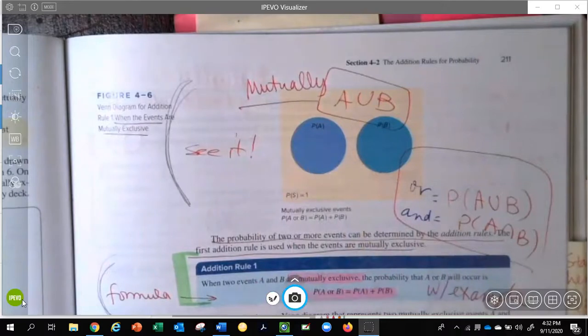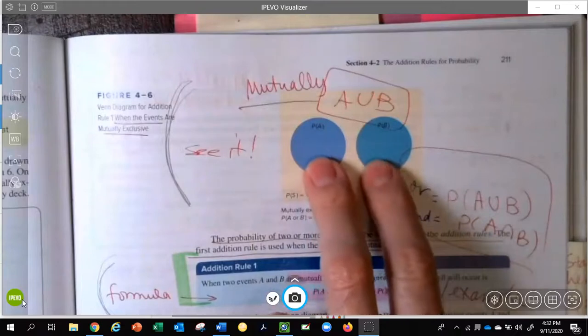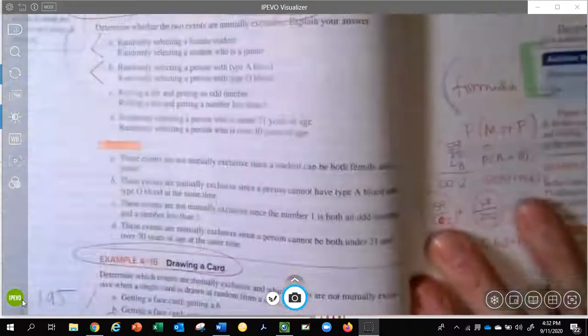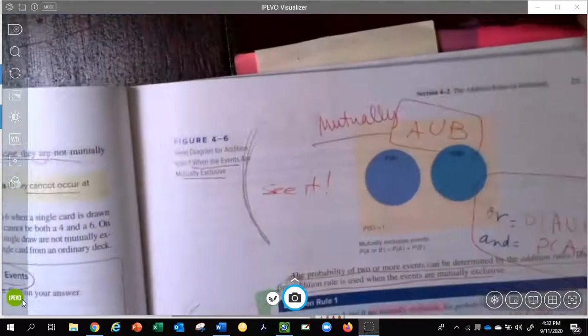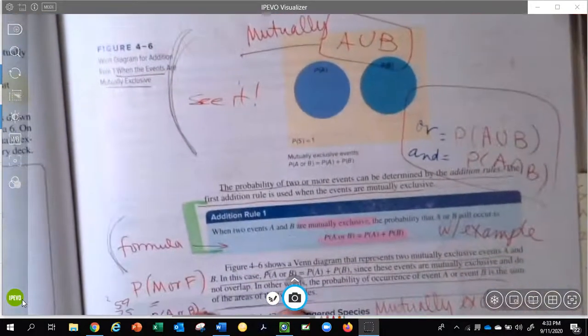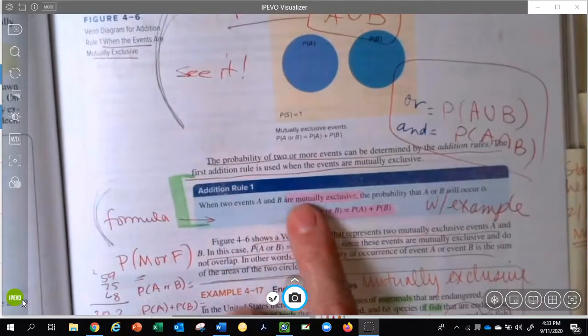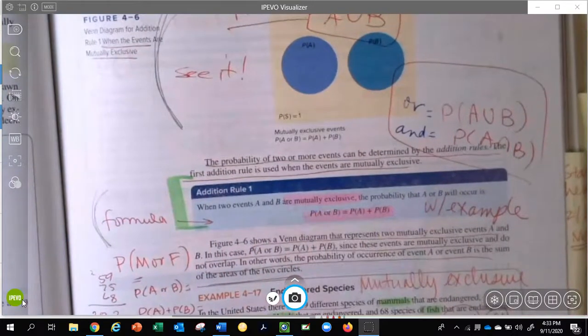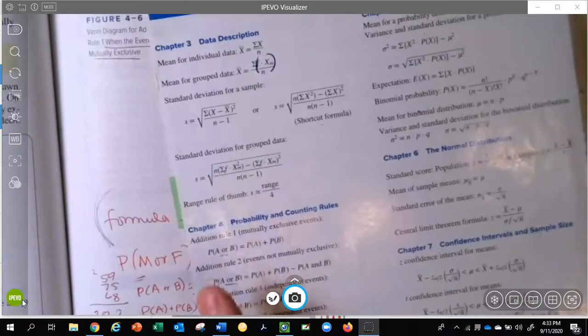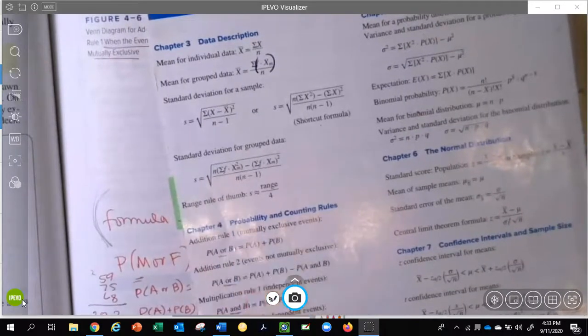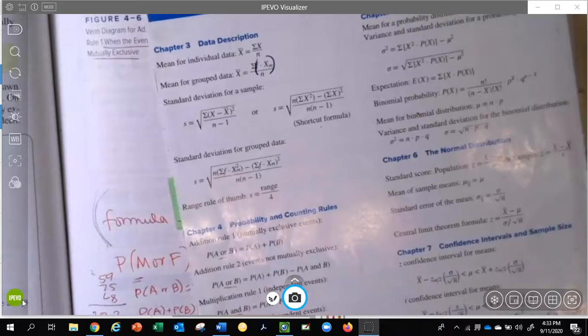And you might want to make an index card, put mutually exclusive on one side, and then maybe the Venn diagram on the other, or maybe one of these examples, just whatever makes the most sense to you, because you need to know that when you can identify events are mutually exclusive, then that's when you're going to pull out this problem right here, or this formula.